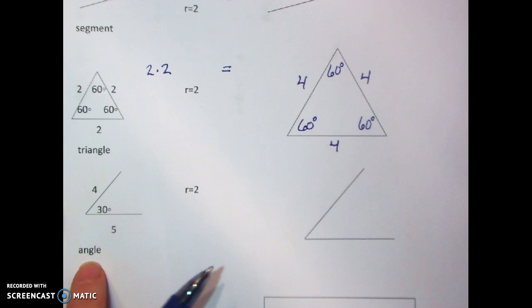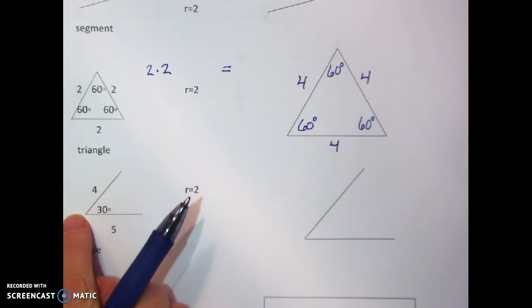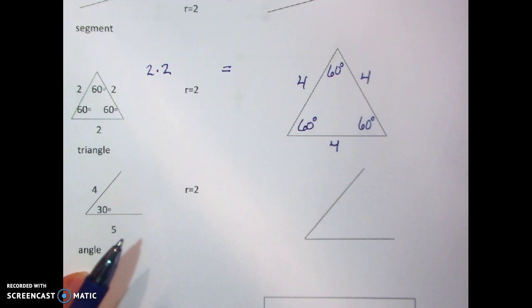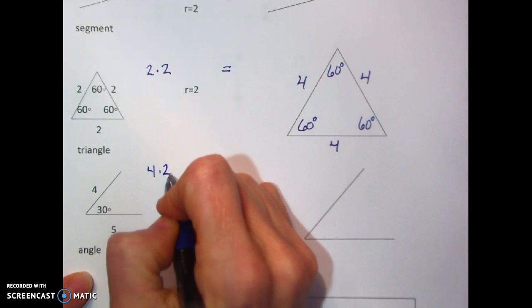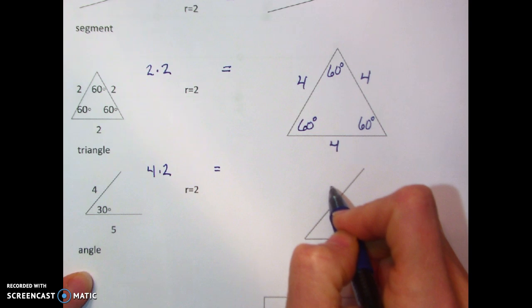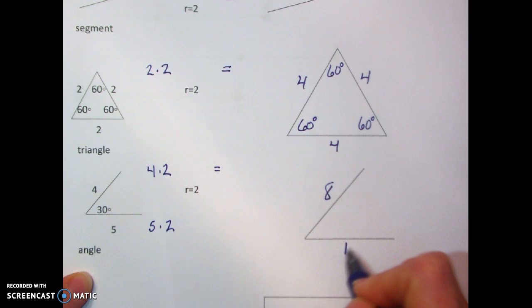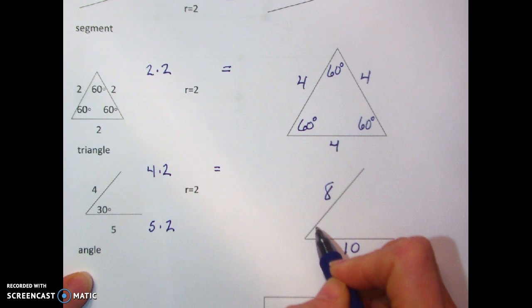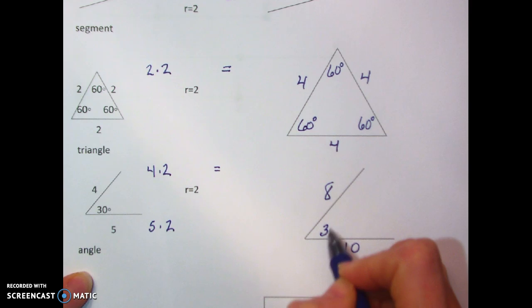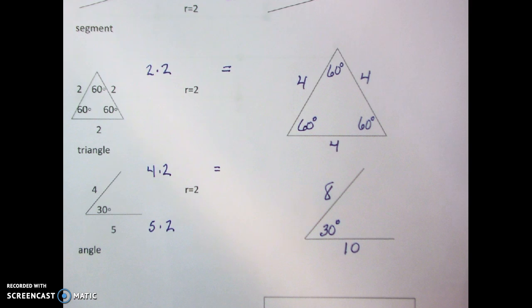Alright, the next shape is just an angle. This side of the angle is 4, this is 5, the angle is 30. So 4 times 2 gives you 8, and 5 times 2 gives you 10. This angle still remains a 30-degree angle. The angle does not change in size.